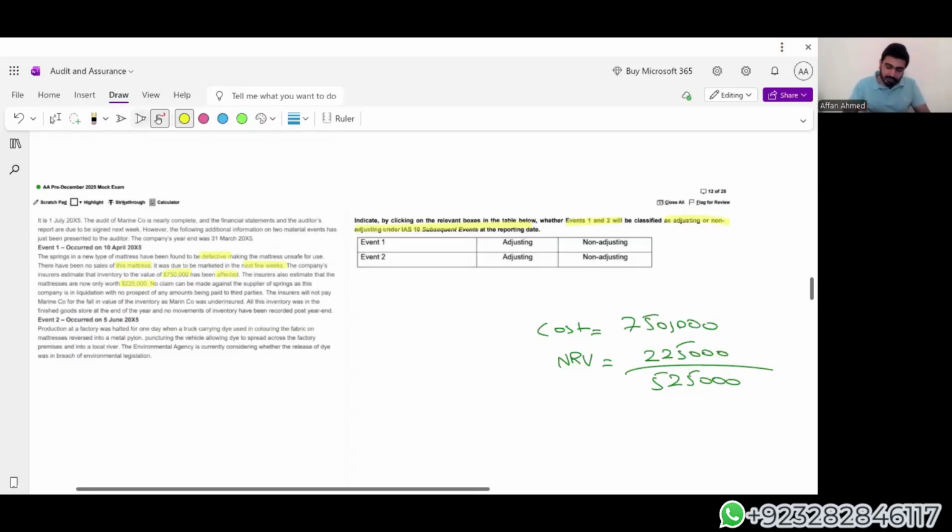Now, there has been no claims against the supplier of spring company, as this company is in liquidation with no prospect of amounts being paid to the third parties. There is no amount to be paid. So we are sure about that.